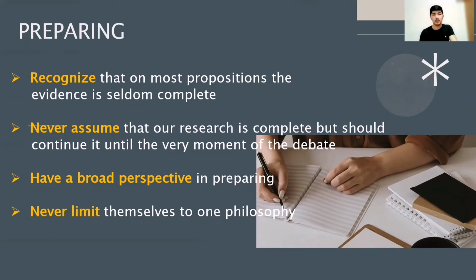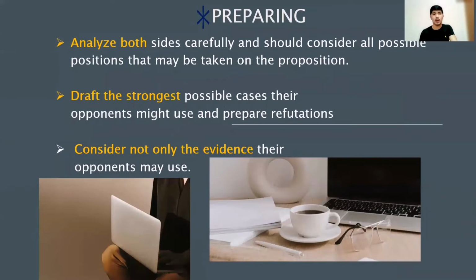Number 6, have a perspective in preparing. Number 7, never limit themselves to one philosophy. Number 8, analyze both sides carefully and consider all possible positions that may be taken on the proposition. Number 9, draft the strongest possible cases their opponents might use and prepare refutation for each case. Number 10, consider not only the evidence their opponents may use. And that would be all.